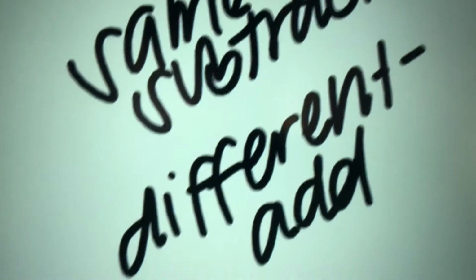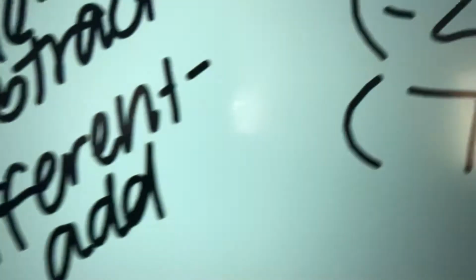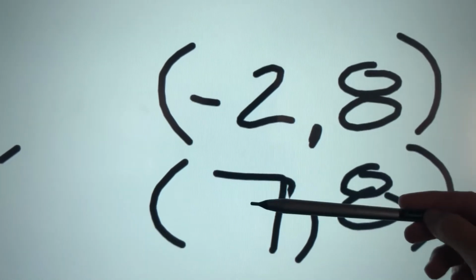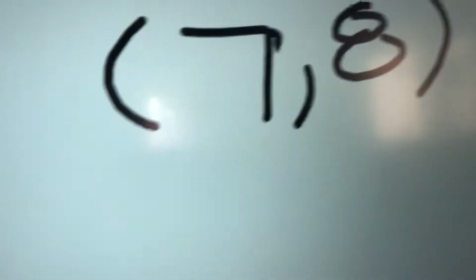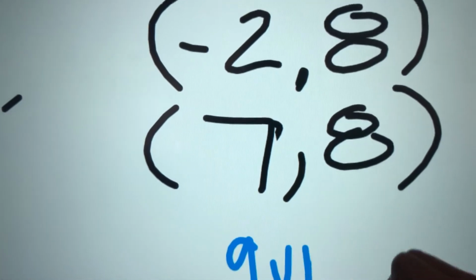When we have different signs, so a negative and a positive, we need to add those. So the absolute value is 2, the absolute value is 7. We're going to add those together. And here, our units between are going to be 9 units.